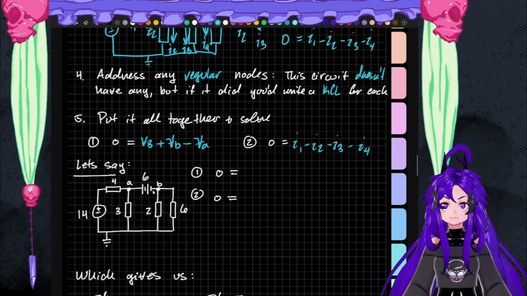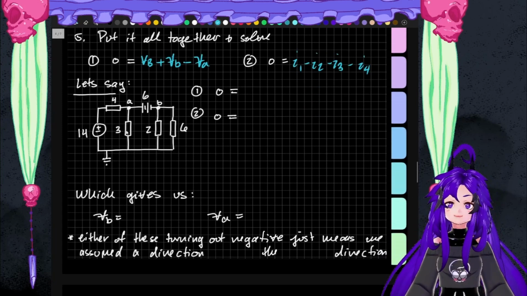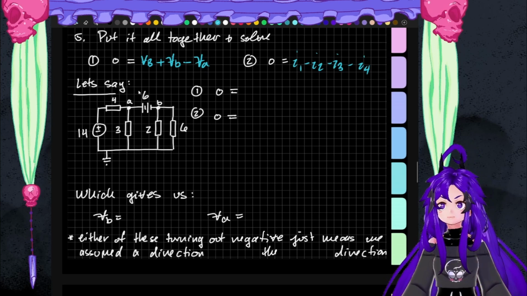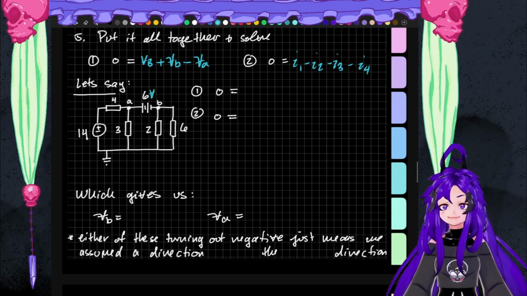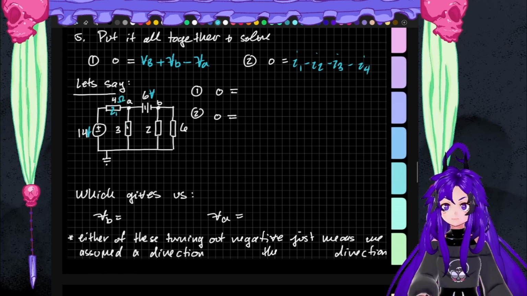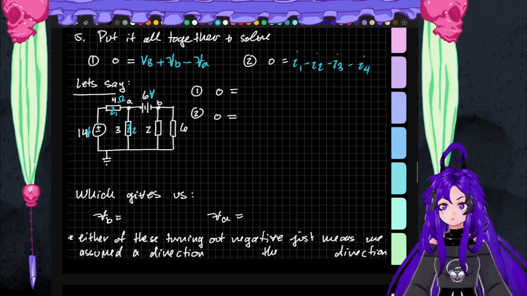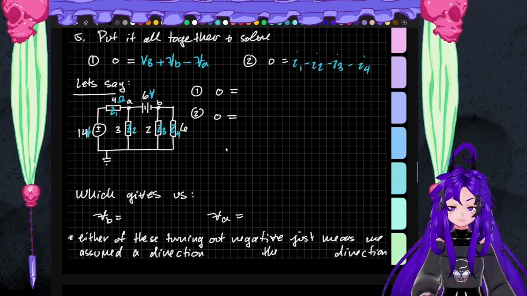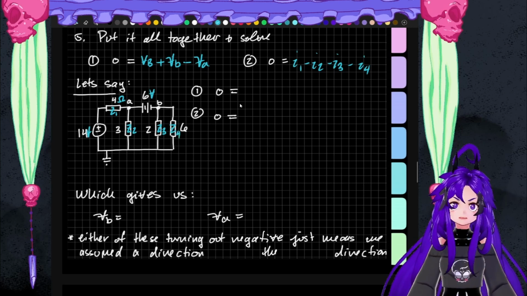So let's say we have these values. We've got a 6-volt battery, a 14-volt source, a 4-ohm Z1, a 3-ohm Z2, a 2-ohm Z3, and a 6-ohm Z4. Alright? So let's just plug everything in.